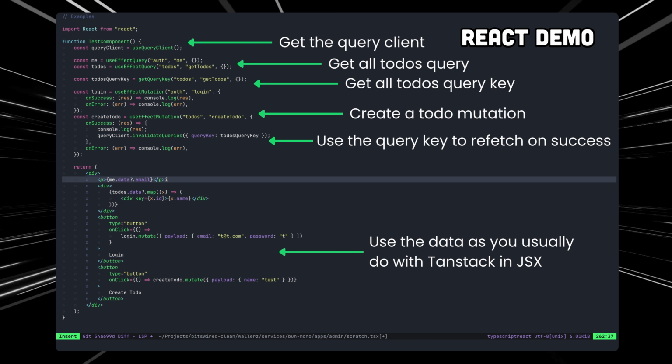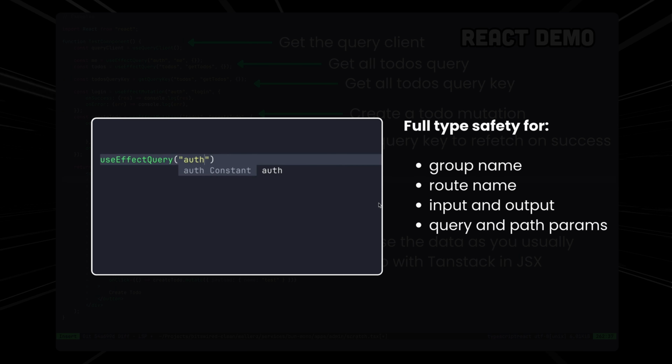In the JSX, we render the user email if available, map over the todos to display their names, and add two buttons. One triggers the login mutation with a simple email and password, and the other creates a new todo with the test name. Thanks to TypeScript, our payloads are type-checked, and the IDE auto-completes group and endpoint names.